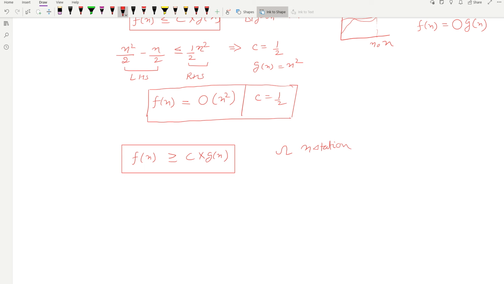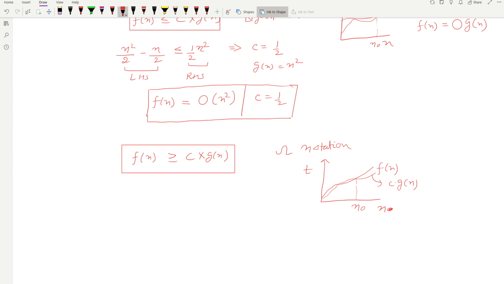So what omega notation says is, if we have some time complexity function f of n, and this particular function is lower bounded by some function, let us suppose c into g of n, where c is a constant, then after n naught, this function is being lower bounded by c of g of n, right?